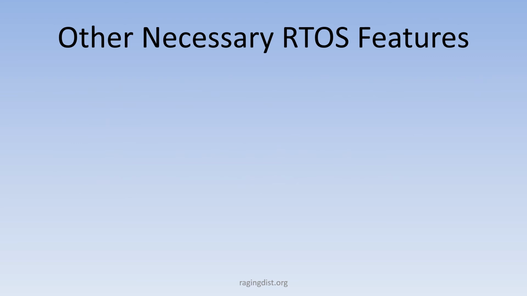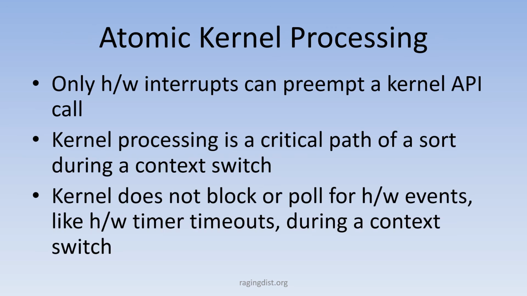Other RTOS features. Only hardware interrupts can preempt a kernel API call. Now, these features are when you need a more advanced CPU to have the capability of having different interrupt priority levels, which is something that your more advanced CPUs can handle. You might want to have some of those hardware interrupts interrupt kernel API processing, because kernel APIs can take a relatively high amount of time compared to an interrupt from hardware.